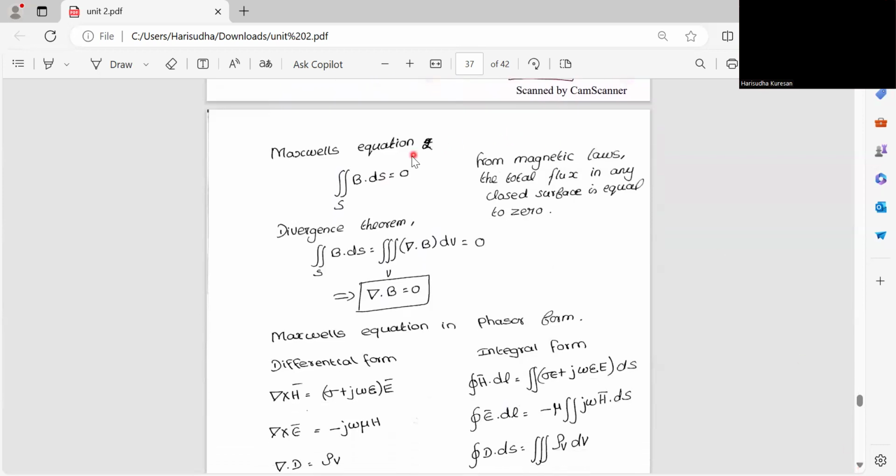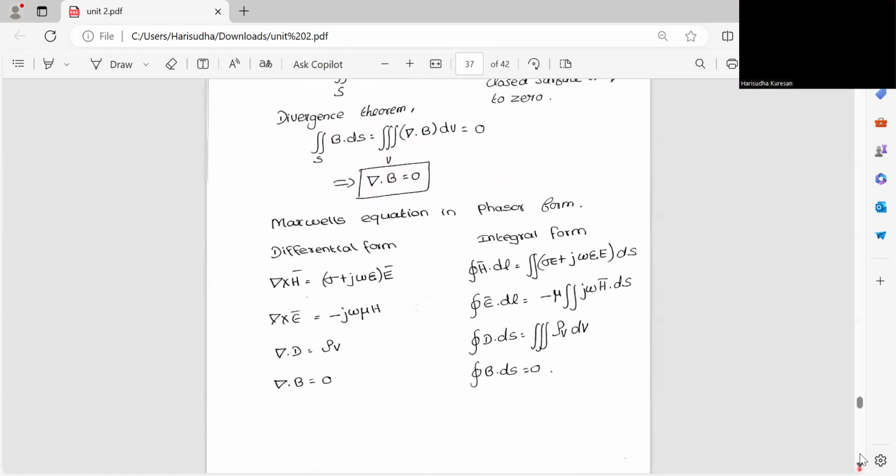Now we'll go for the Maxwell's second equation. Maxwell's second equation is surface integral of B dot ds is equal to 0. So this was arrived from the magnetic laws. The total flux in any closed surface is equal to 0. That way we have arrived at B dot ds is equal to 0. Now apply the divergence theorem for this. Divergence theorem is nothing but converting your surface integral to volume integral. So if you convert B dot ds into volume integral, you will get volume integral del dot B dv is equal to 0. Therefore, since both the sides have a volume integral, we can conclude that del dot B is equal to 0.